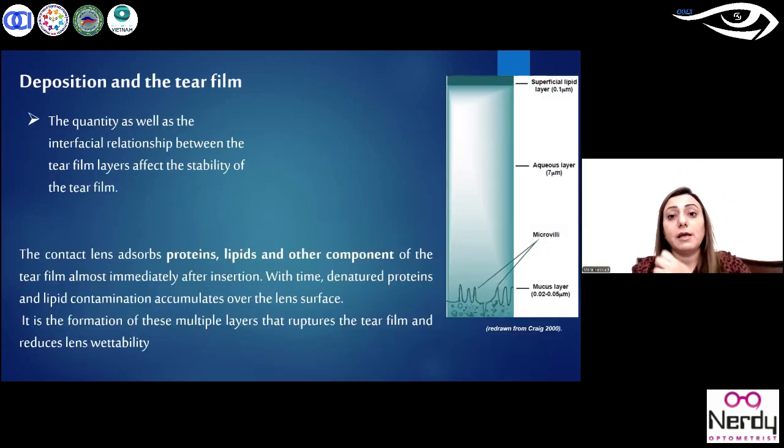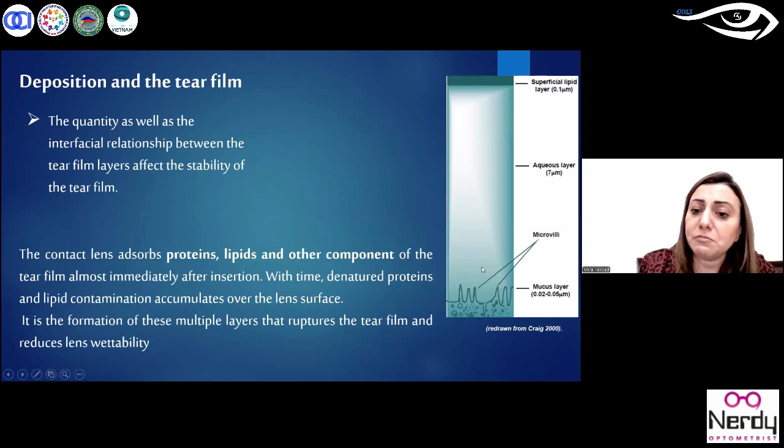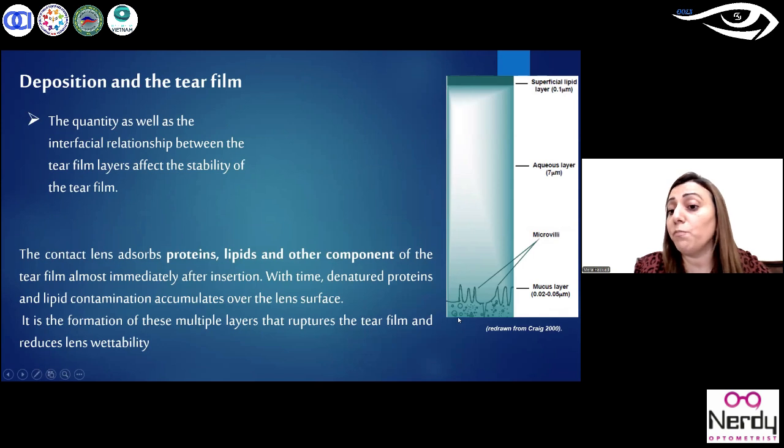Now, deposition and the tear film, if we reflect our minds about the structure of the tear film, it's a laminar structure. So we have the lipid layer, and then the aqueous layer, and then at last the mucin layer, which is touching the cornea. So the quality of this tear film, as well as the relationship between the three layers, is very important, and it affects the stability of the tear film.